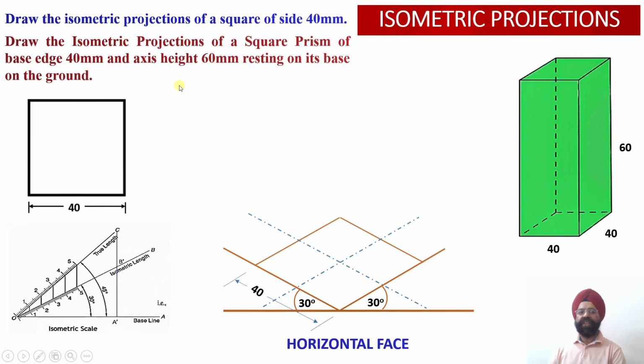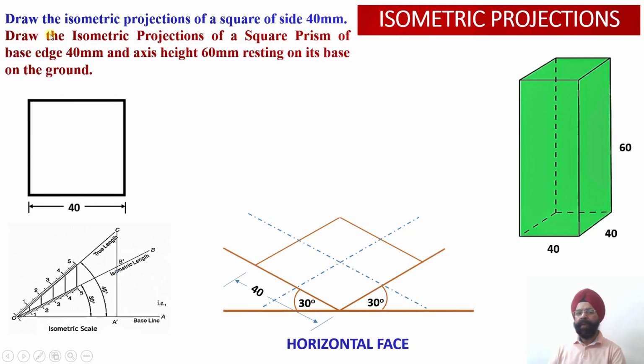Now let us read out the statement corresponding to the square prism. Draw the isometric projection of a square prism of base edge 40 millimeters. We have already drawn the base edge of 40 millimeters, right? And the axis height is equal to 60 millimeters, and this prism is resting on its base on the ground. That is, it is standing upright from the ground. Now we have drawn the base. Then we need to draw the height of this prism in the y direction.